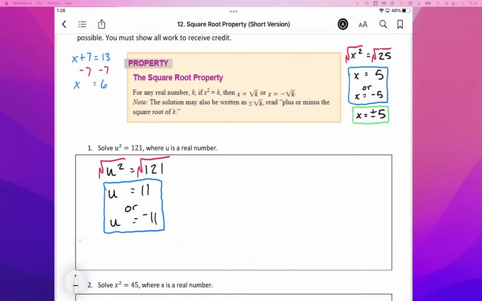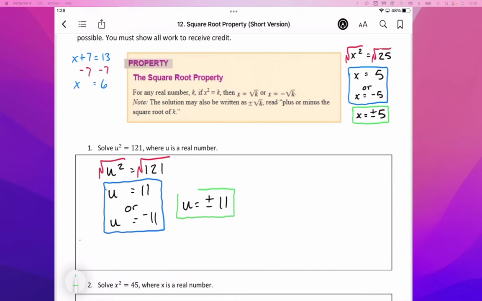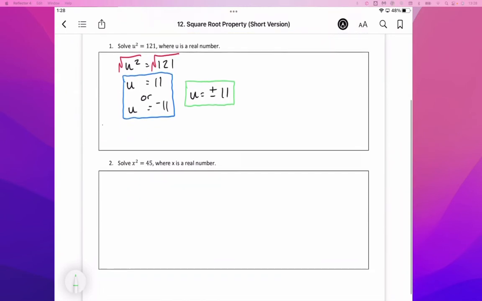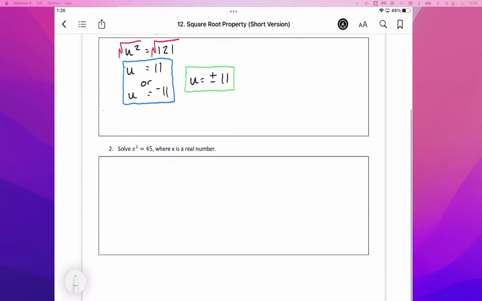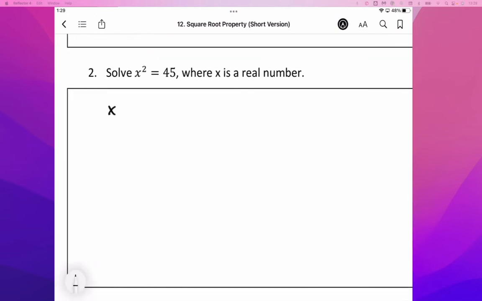And so again, you could put what's in the blue box, or you could put what I'm going to have in the green box here. What's in the blue box and what's in the green box both say the exact same thing. So don't forget your negative components of these things as we work through them. So down to number 2, we have x squared equals 45.